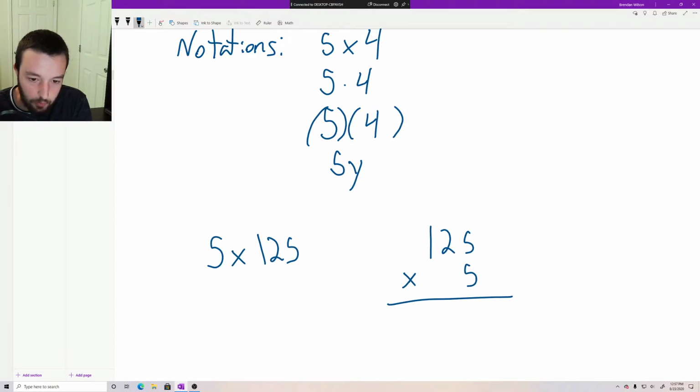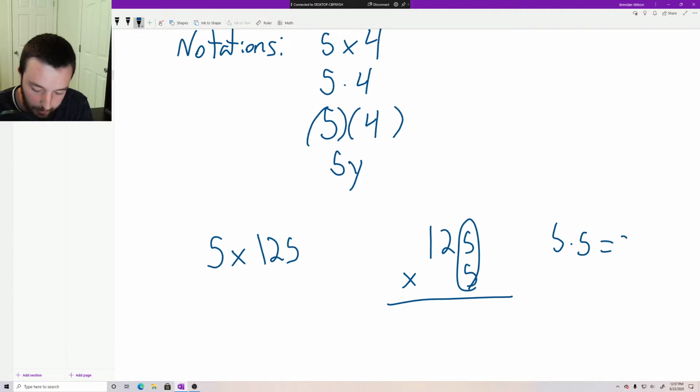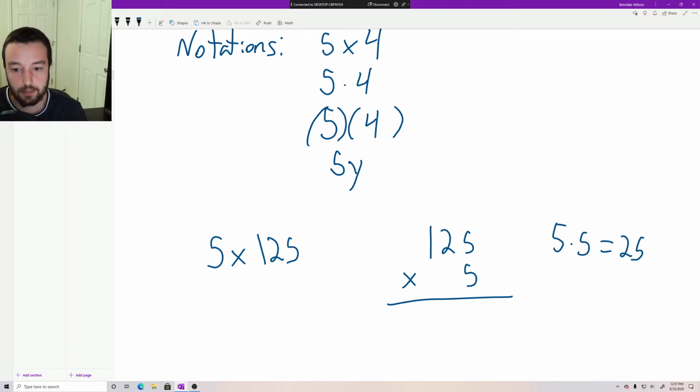And then what we do is first we multiply the ones place. Okay, so when we do that, 5 times 5, we get 25. Now, just like with the other ones, we take the ones place number, the 5, and put it with the ones, and then we carry the other number. Okay, so we carry the 2.